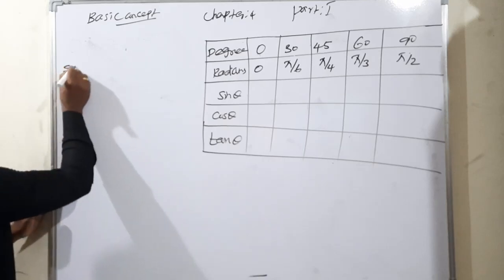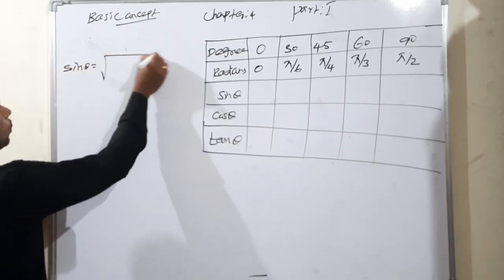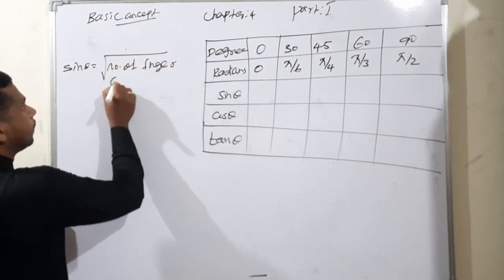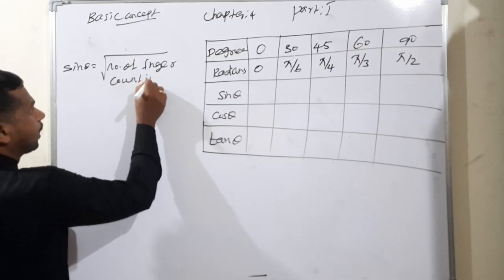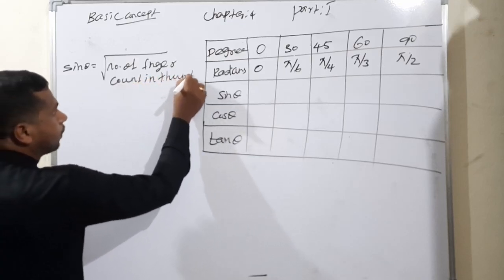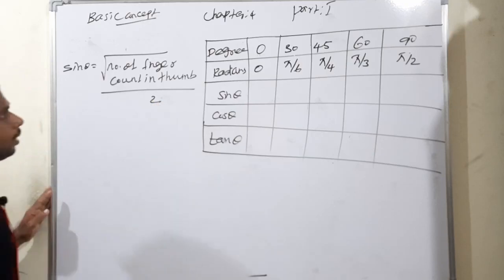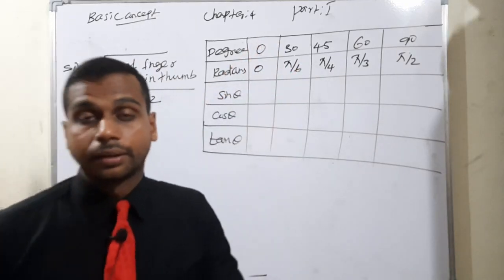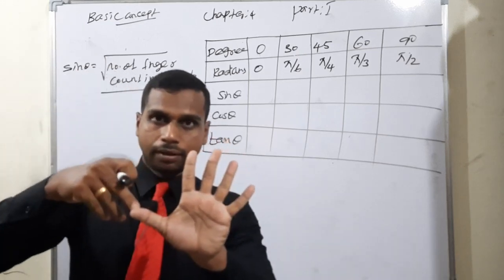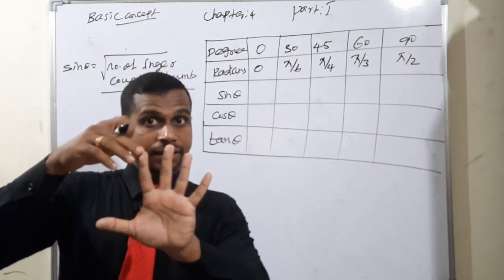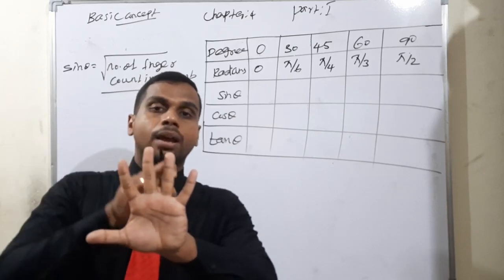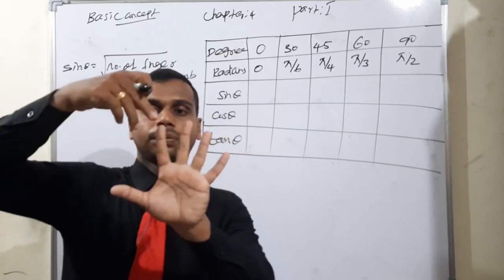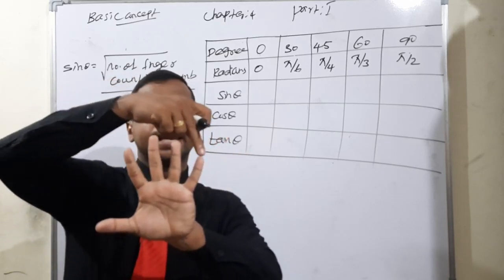So what is the meaning of sin theta? Sin theta means square root of the number of fingers counted on the thumb side, divided by 2. Example, sin 0. What did I say? Number of fingers counted on the thumb side. This is called the thumb finger, this is the index finger, this is the middle finger, this is the ring finger, and this is the little or small finger. These represent 0, 30, 45, 60, 90.